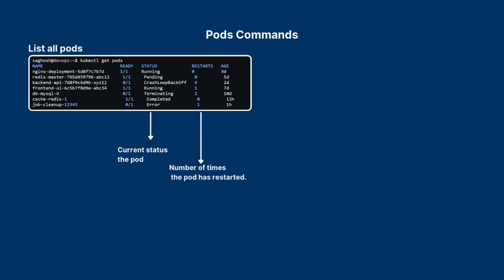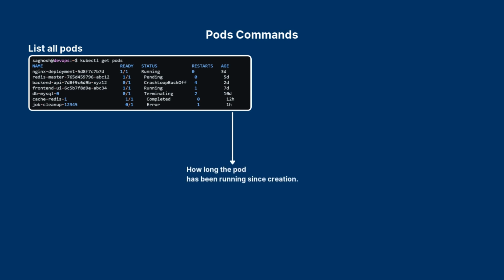And the restart column tells you how many times the pod has been restarted since it was created, which is useful to spot unstable crashing pods. The age column shows how long the pod has been running since its creation. Together, these columns give a snapshot of each pod's health, readiness, and life cycle.